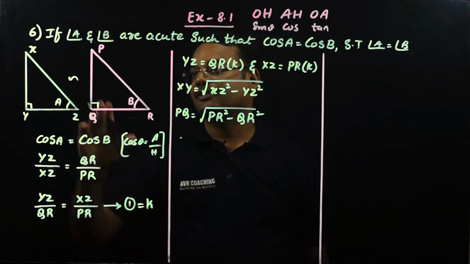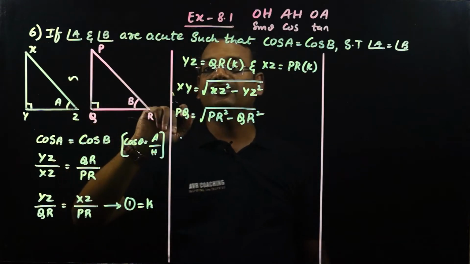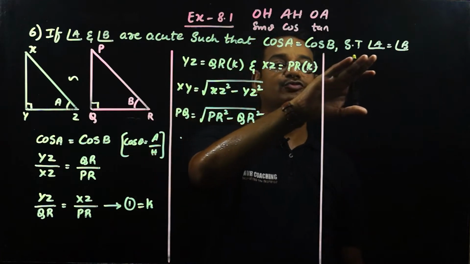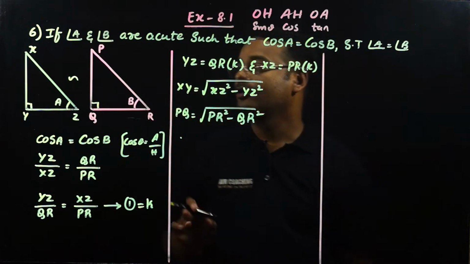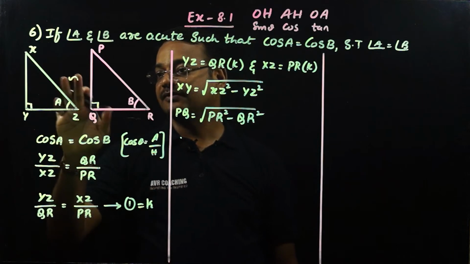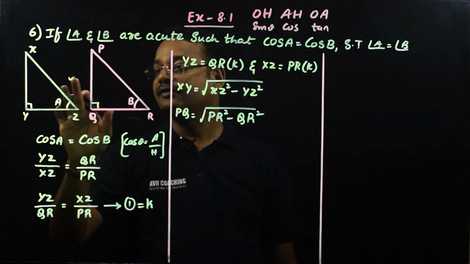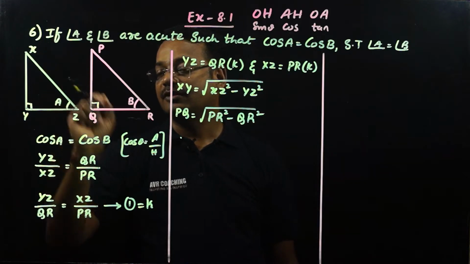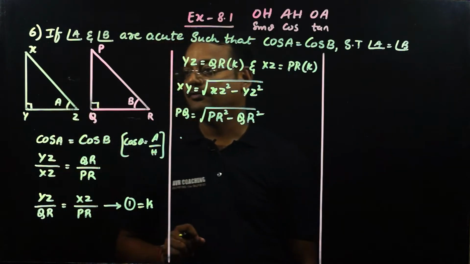Problem number 6. If angle A and angle B are acute angles of two triangles such that cos A equals cos B, then we have to show that angle A equals angle B. For that, we will take two triangles and show that these two triangles are similar, so that automatically angle A will be equal to angle B.